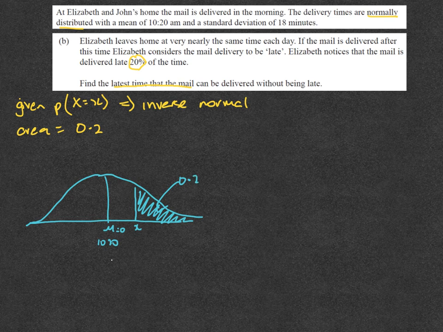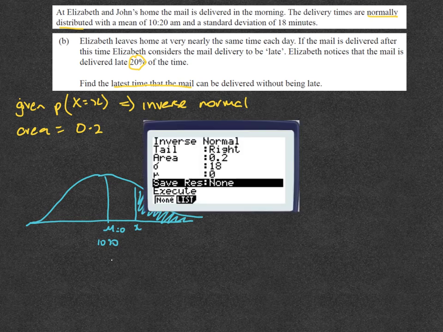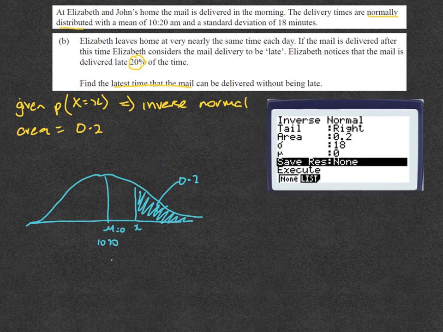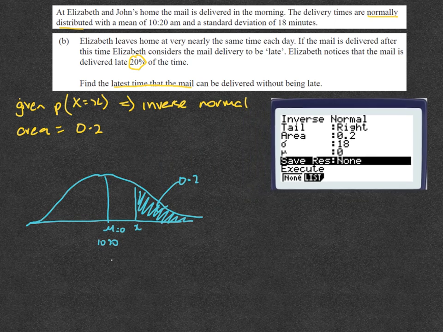With the graphics calculator, this makes it very easy, of course. I'm just going to bring up what the graphics calculator screen would look like. You need to go to inverse normal. Just remember that we're doing the right tail, so we've put in the right tail there. The area is 0.2. Remember, you convert the percentage to a decimal, and then we've got a standard deviation of 18, which is up here, and we've set the mean to 0. So basically, any answer we get from this is going to be in terms of 0.